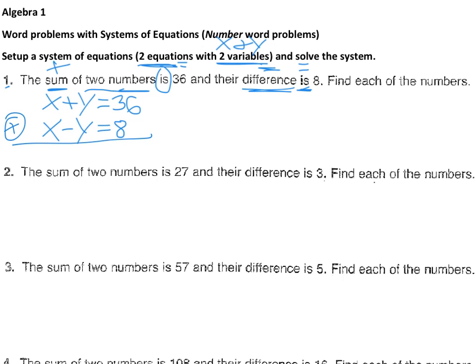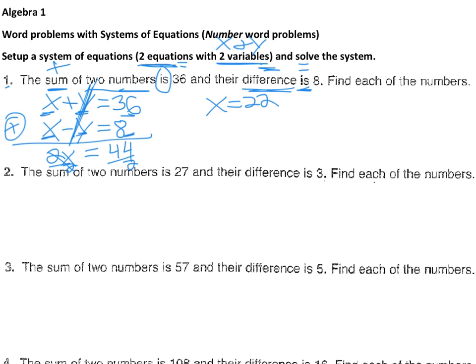All right, so when I add these, x plus x gives me 2x. When I add this y plus the negative y, they cancel out. So we eliminate the y. Then we bring down the equals. And then 36 plus this 8 is 44. And then when we solve for the x, we divide by 2. And 2 goes into 44 22 times. So I have x equals 22.